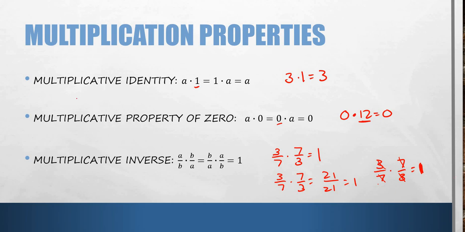So you need to know these and know their names. So additive identity was adding 0. Multiplicative identity is multiplying by 1. The multiplication property of 0 is that when you multiply by 0, you get 0. And the multiplicative inverse is that when you multiply a number by its inverse, you get 1. Okay? So let's try this a little bit.